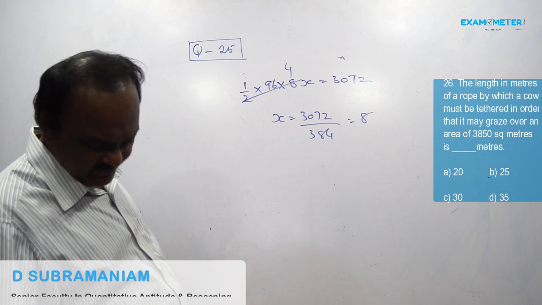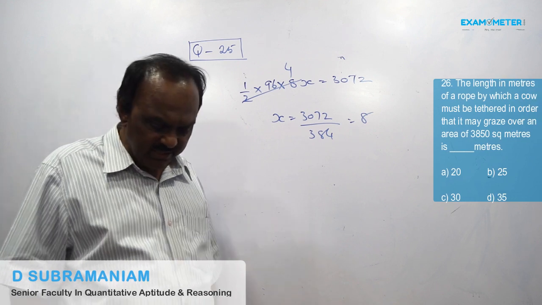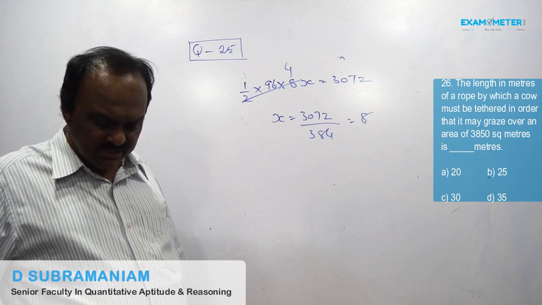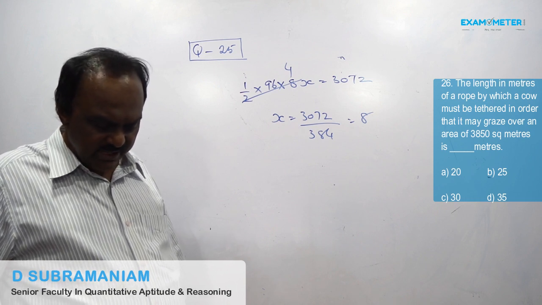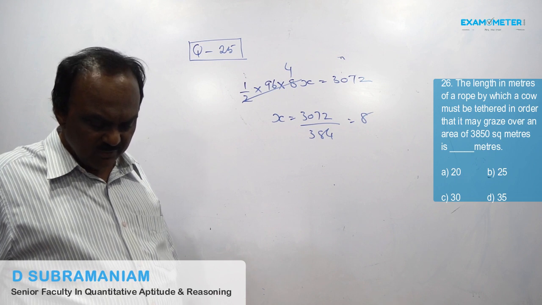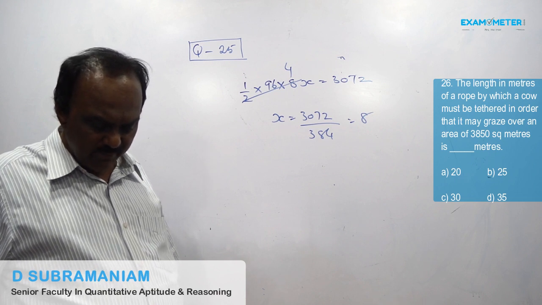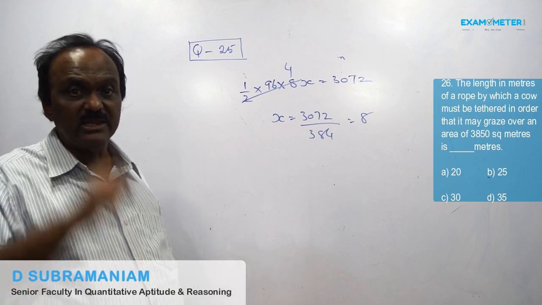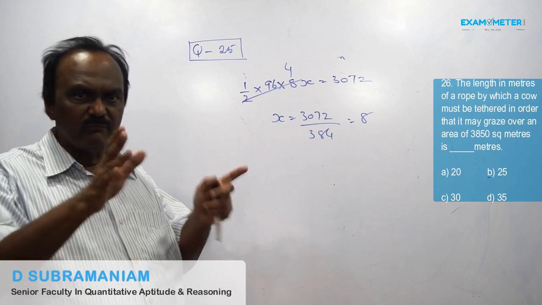Question number 26. The length in meters of a rope by which a cow must be tethered in order that it may graze over an area of 3850 square meters is how many meters? First we should know the meaning of tether.